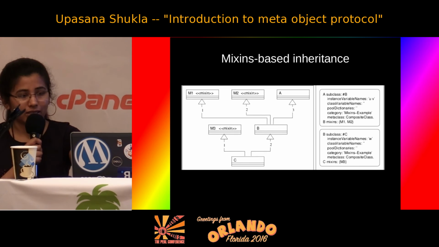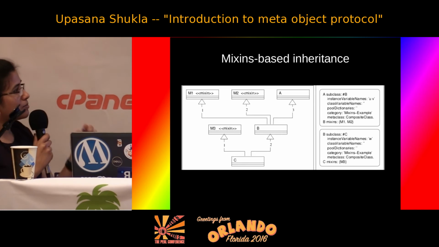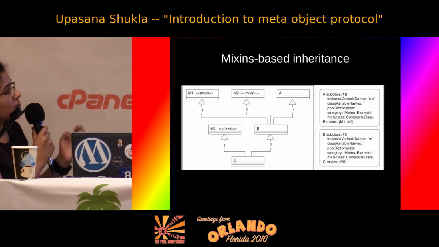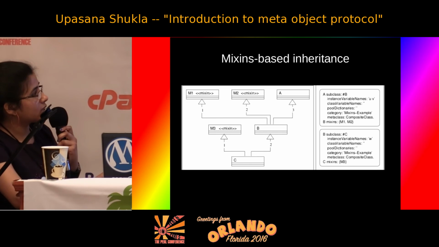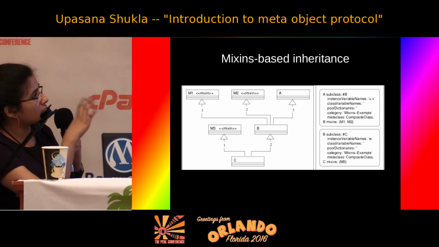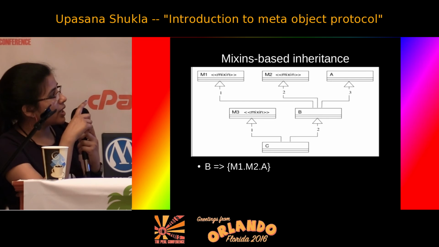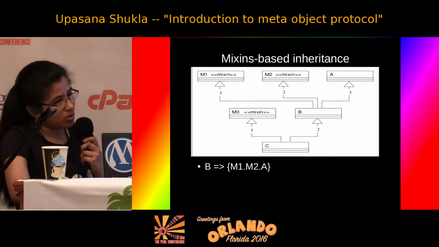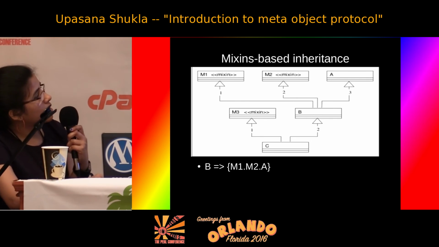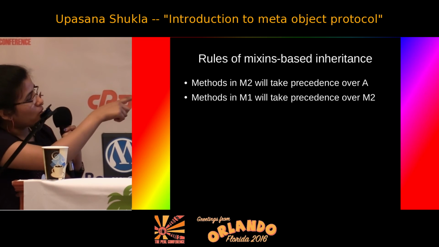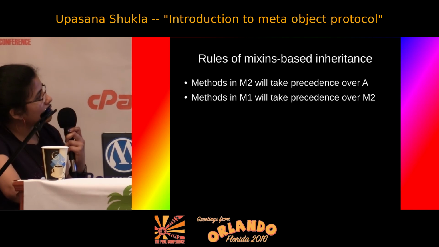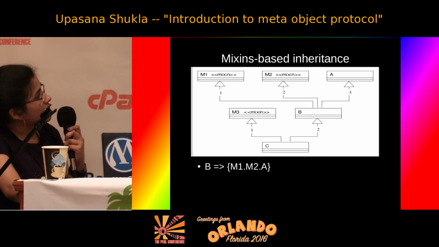So let's see an example. It would be quite difficult to understand this, so please bear with me. I have my class, so A is a class, and M1 and M2 are mixins. B is inheriting from A and M1, M2, in that order. So if I apply the rules of mixins, then I'll get this.